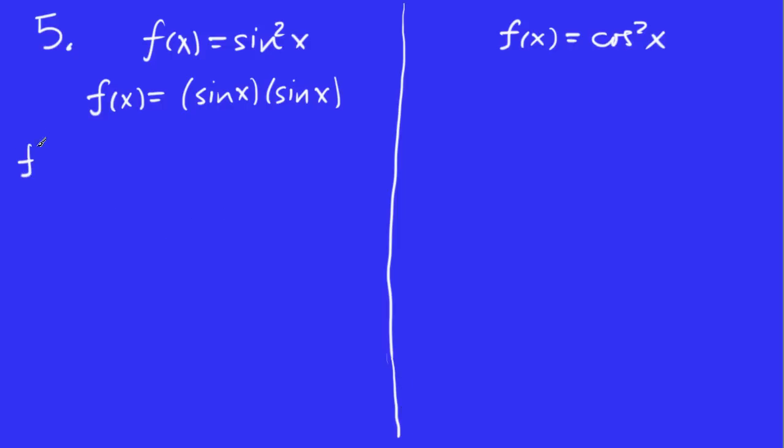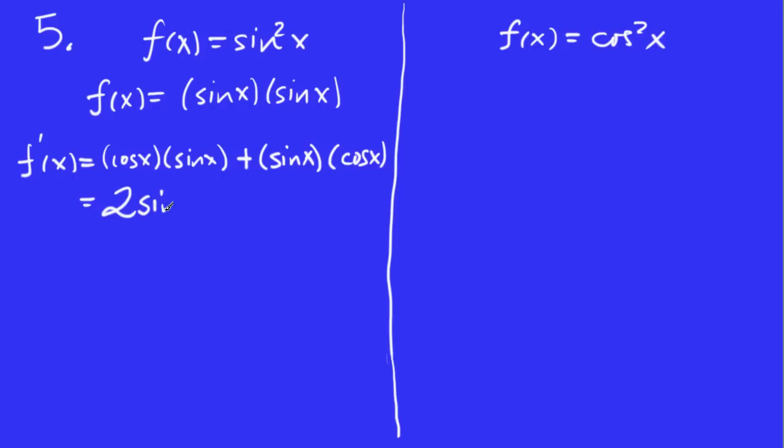So f prime of x, what is that? Let's use the product rule. The derivative of sine x is cos x. I'm going to leave that second factor alone. And then plus, now I'm going to leave the first factor alone, times the derivative of sine x, which is cos x. So it looks like we have sine x cos x plus another sine x cos x. So we have two of them, 2 sine x cos x.